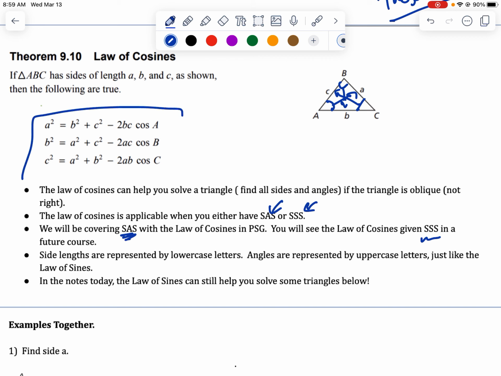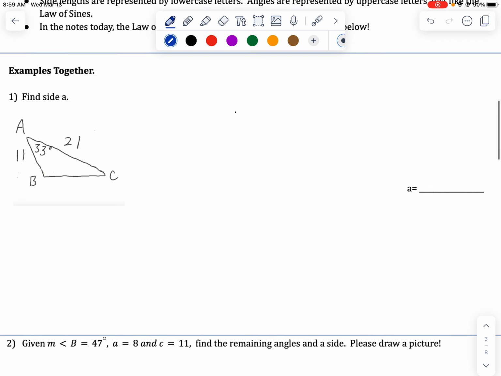Here are the 3 formats of our formula. It's all based on which side you're trying to find. If I'm trying to find A, I'll use the first one. B, the second one. C, the third one. Also, you want to look at which angle you have as well, like angle A, angle B, angle C, etc.